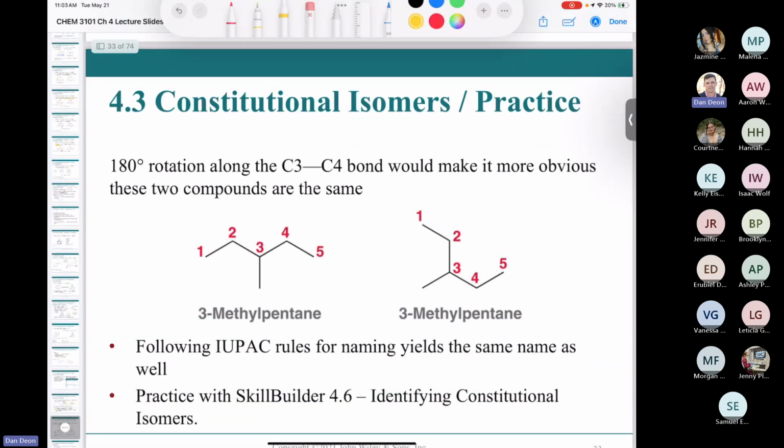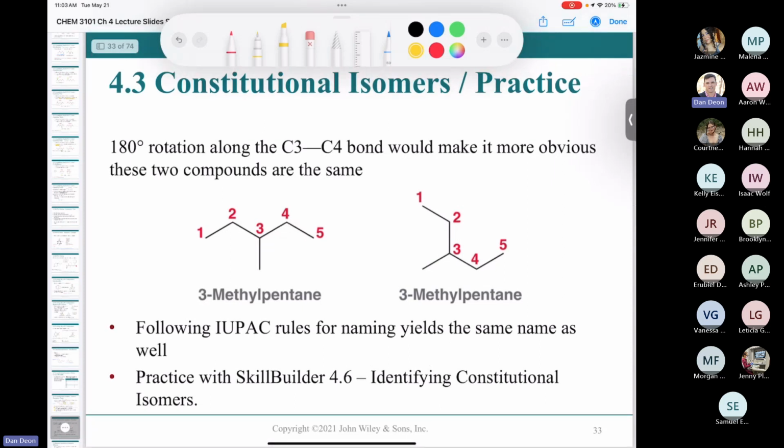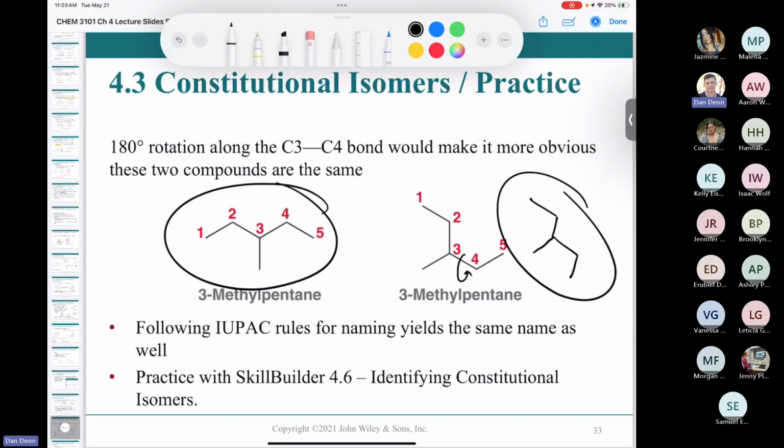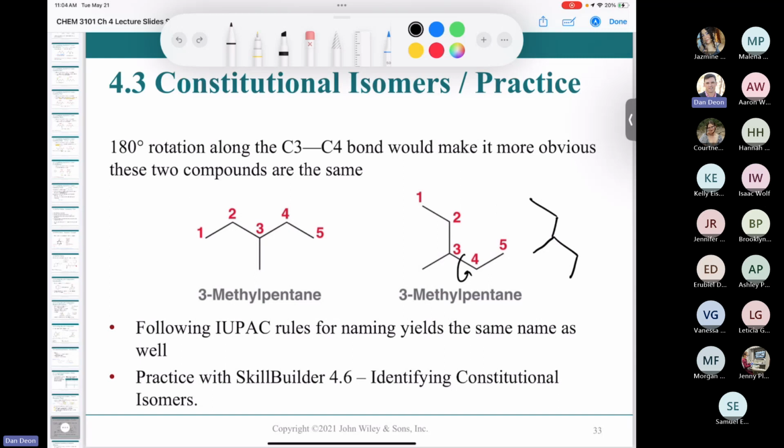So again, if you take a look at those 2 compounds that were on that previous slide, if you rotate this bond 180 degrees, you would end up with this. It's going to look like this. And then it's easier to see that these 2 are identical. Or if that doesn't work, you can just name them and see that they're both 3-methylpentane. Either way works, but I recommend trying both. I recommend manipulating everything in your brain because it's good to be able to do that. But I also recommend practicing your nomenclature.